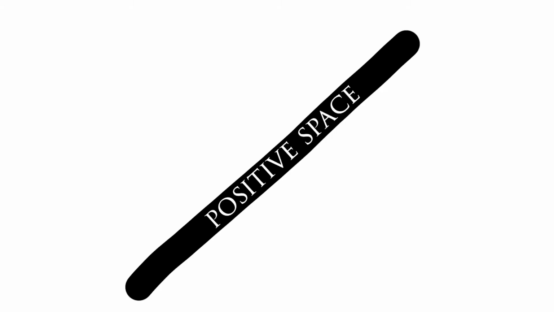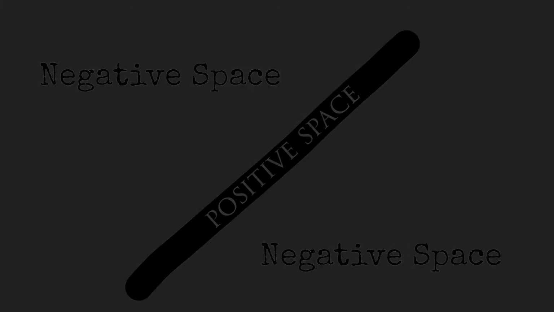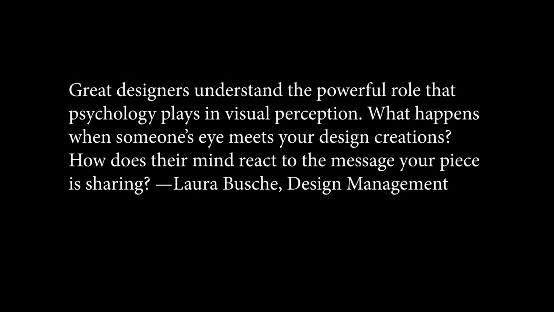Just a single mark on a canvas can be perceived as the most dominant shape on the picture plane, and everything else is negative space. Great designers understand the powerful role that psychology plays in visual perception. What happens when someone's eye meets your design creation? How does their mind react to the message your piece is sharing?